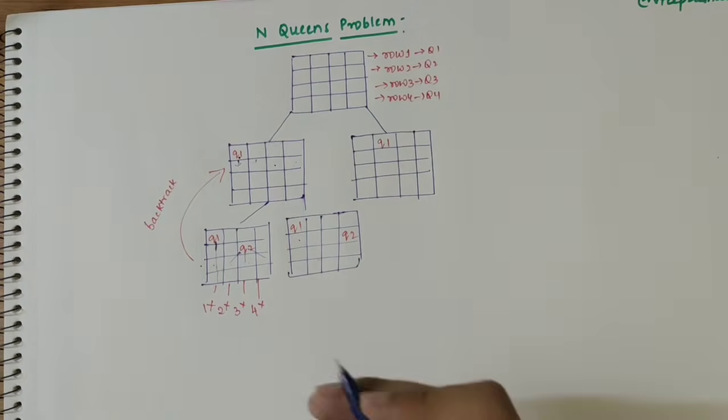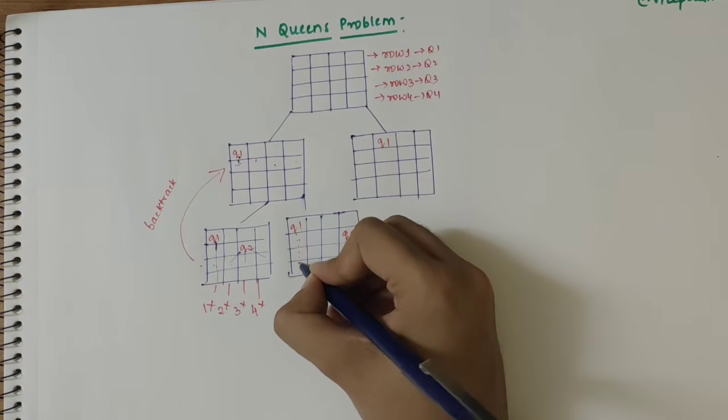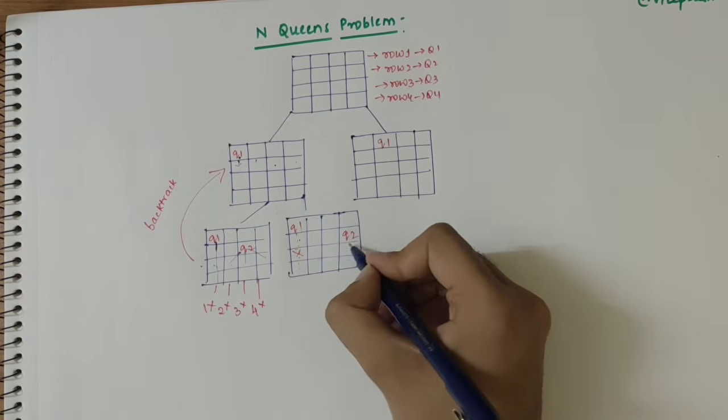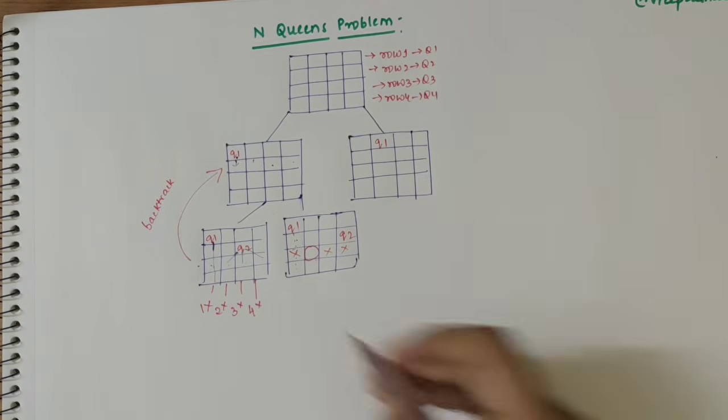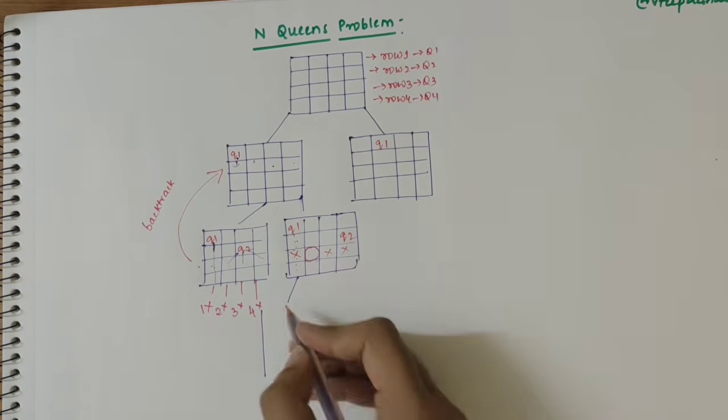So q2 could be placed here. Now I'll see. I cannot place q3 here, nor here. This is the possible place where I can place q3. So I'll draw a box here for q3.